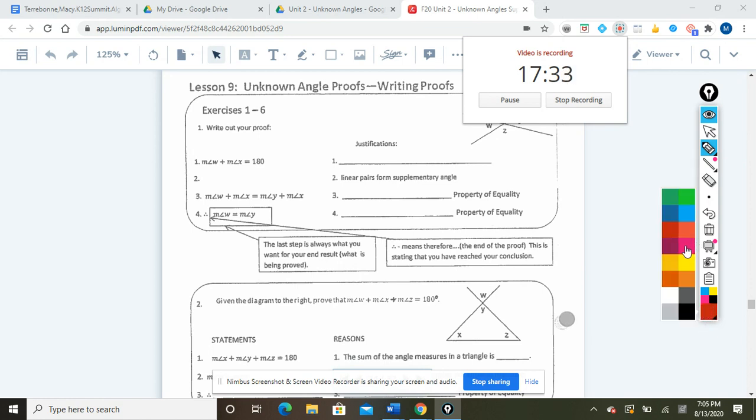Let's see what a festive color is for this. Oh, purple. We'll do purple. It's not very festive, but it's my favorite color.